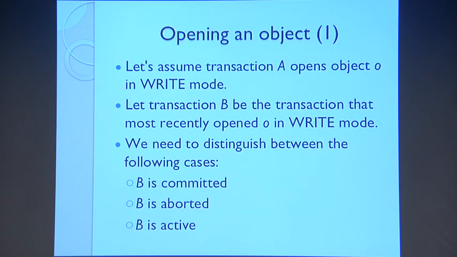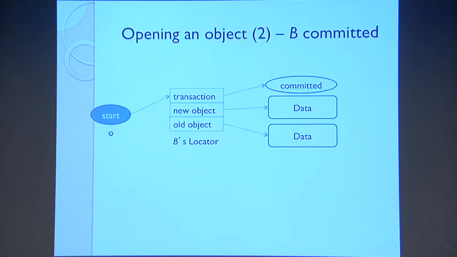So whenever we open an object, let's say we have a transaction A that opens an object O in write mode, and let B be the transaction that most recently opened O in write mode. We distinguish between the 3 cases of whether B is committed, aborted, or active. And let's assume for now that B was committed.